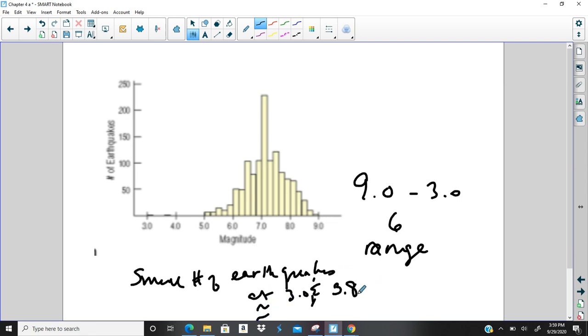That's telling me that there's something unusual. What's also unusual is there's no earthquake data from 4.0 to 5.0. Again, that's interesting. It's unusual. So anything that seems interesting, we would talk about.